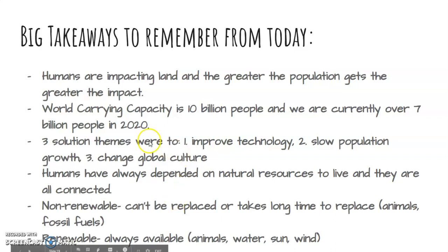There are 3 solution themes, including improving technology, slowing population growth, and changing global culture. Humans have always depended on these natural resources to live, and they are all connected. A non-renewable natural resource can't be replaced, and it takes a long time to replace it. But renewable is usually available, and it can come back when it's been used.